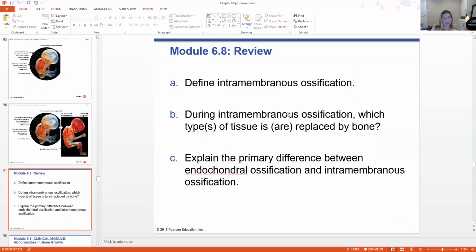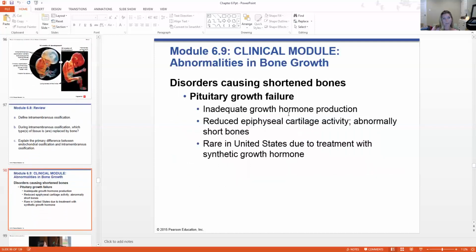Same pictures. Okay, 3 questions there. You can pause the video, go back and review. Let's talk about some clinical things that can happen in bone anatomy and physiology.